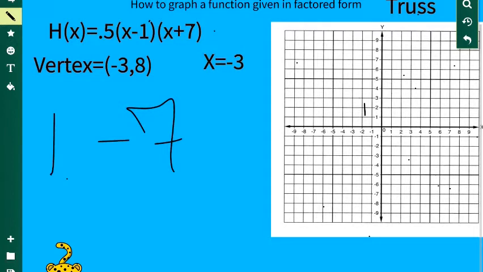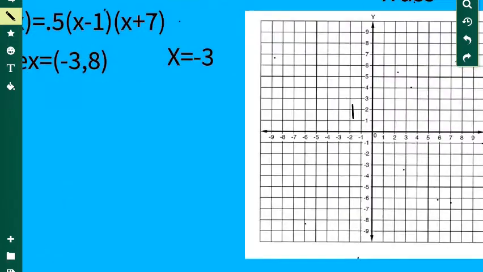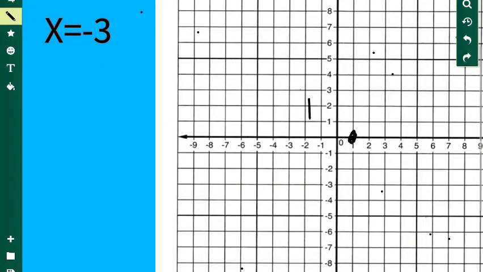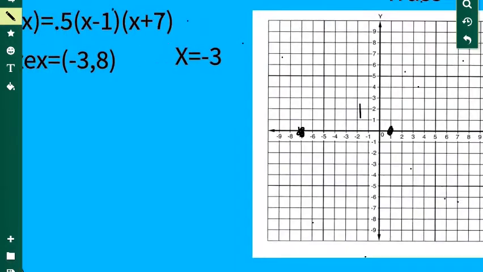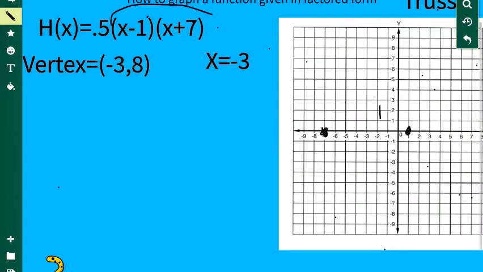So both of those intercepts are on the x-axis. All right? They're both on the x-axis. So we're going to graph one, make two separate points of 1 and -7. So let's do that. 1, so we have 1 here and -7. These are our two intercepts that we got directly from the equation.